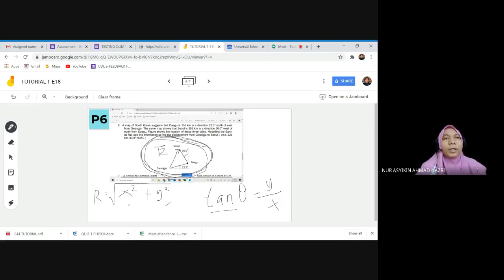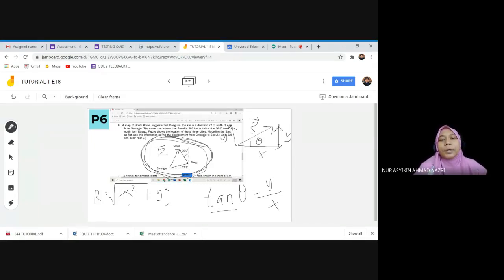Okay, so kita akan refer back to our right angle triangle, macam masa awal-awal tu kita resolve. Okay, so let's say we have this vector R. This is the x component. This is the y component. Okay, so here your right angle triangle. Okay, so this is your angle.